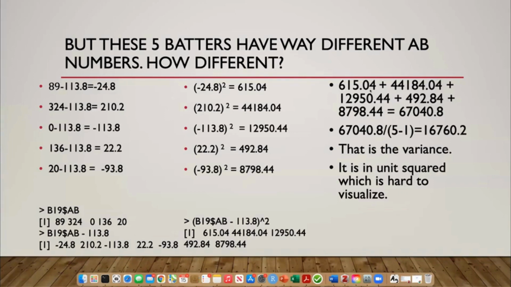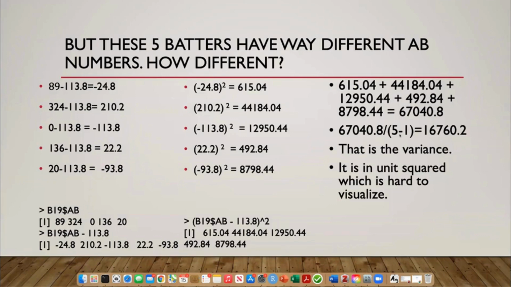So 615.04. Basically just add all these up and divide by 5 minus 1. And that's the variance. So 16,760.2. The 5 minus 1 is a correction for using a sample. So this is the sample formula. And what we found there was the variance.